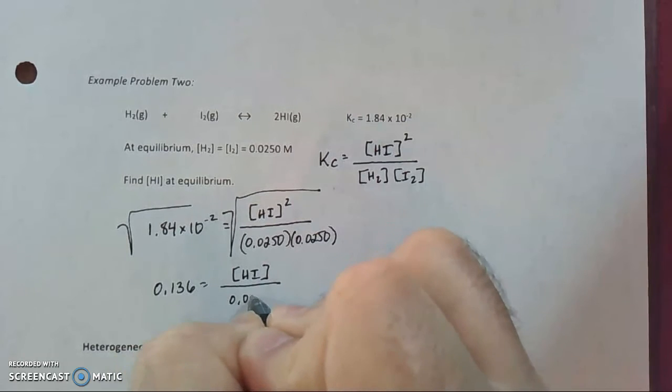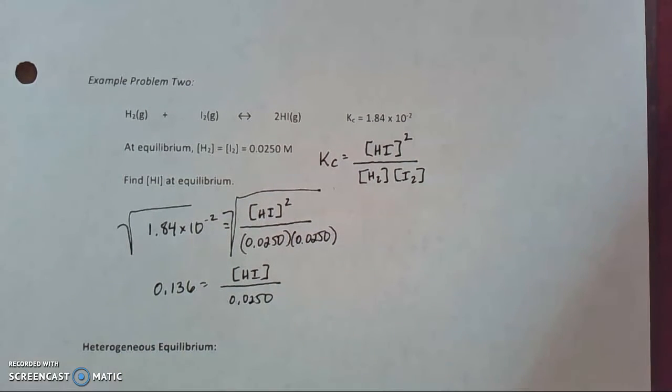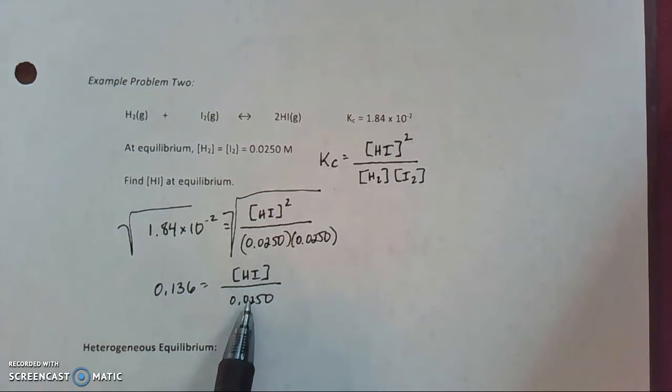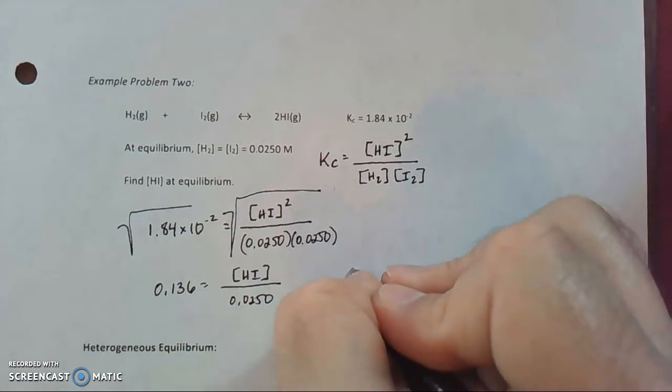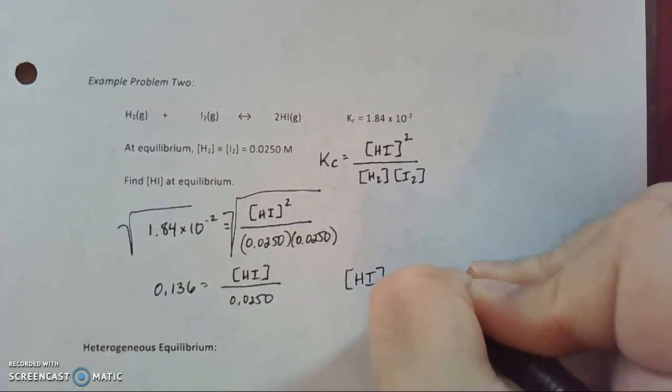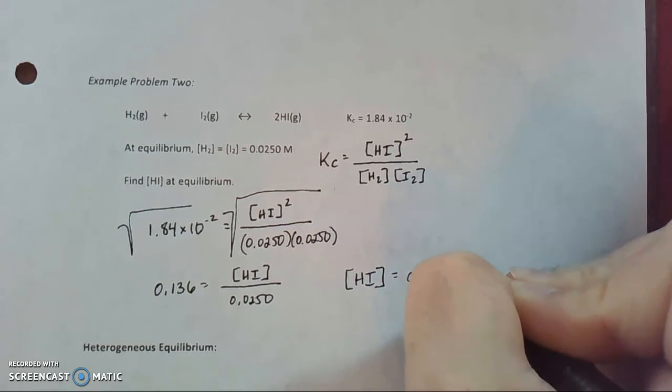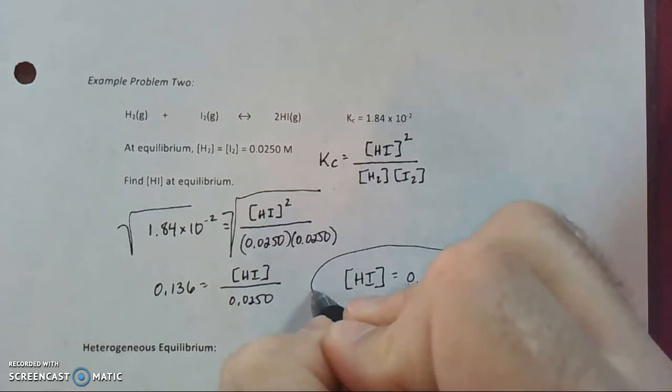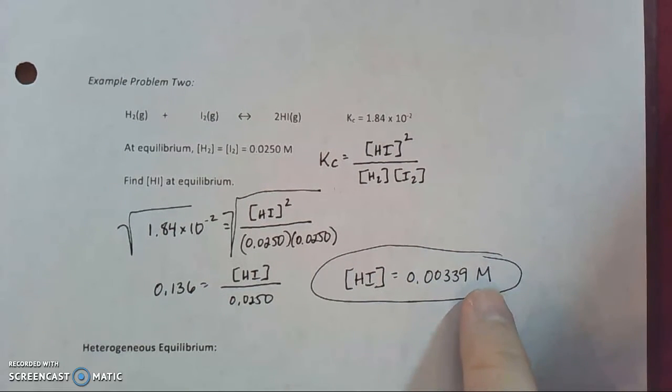over 0.0250. Then we can multiply 0.0250 by each side, and we get HI's concentration to be 0.00339 molar. Don't forget, if it's a concentration, it has the units of molar on the end, capital M.